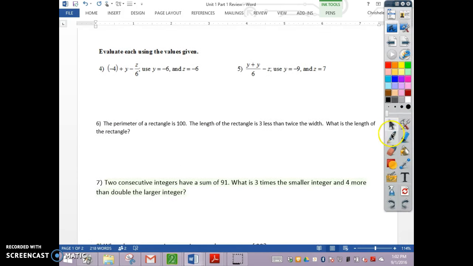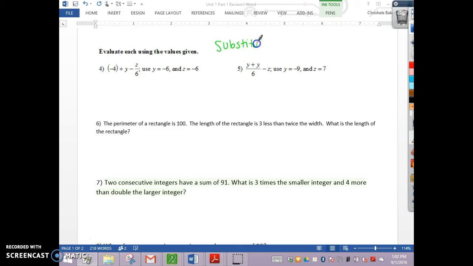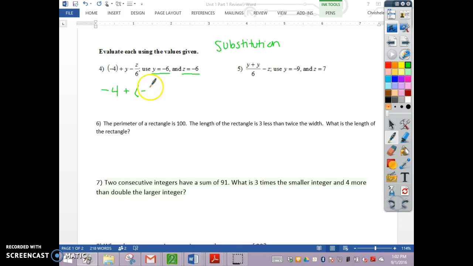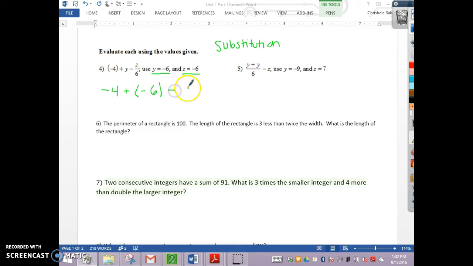In the next section, we are evaluating using the values given. So we're going to use substitution here. Substitution, which means every time we see a y, we will be inserting a negative 6. Every time we see a z, it's also going to be a negative 6 in this example. So we have negative 4 plus y, which is our negative 6. And then we have minus z over 6.